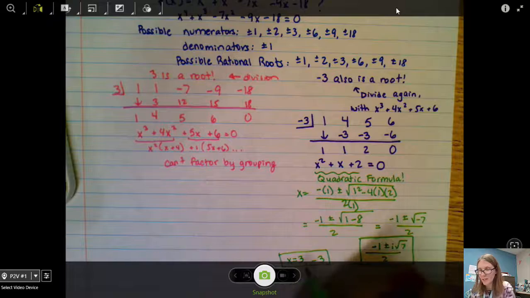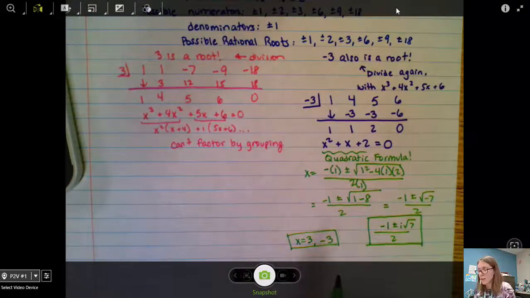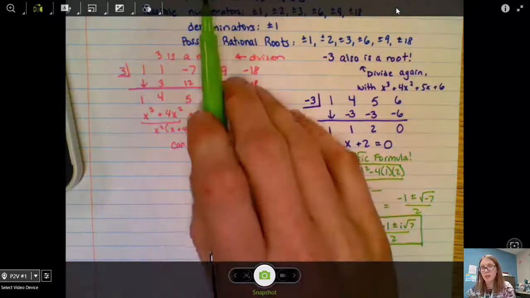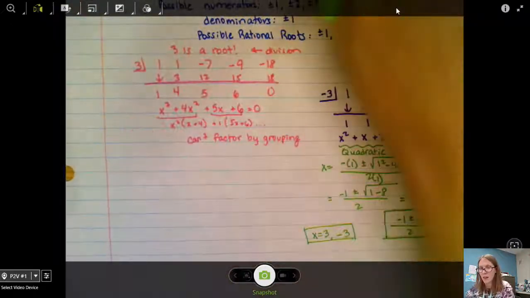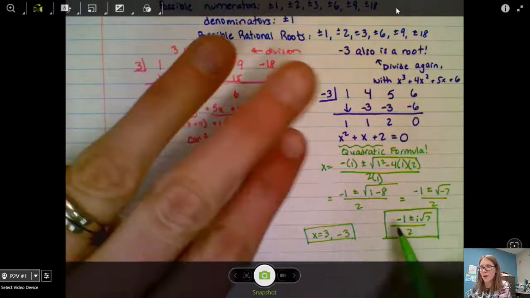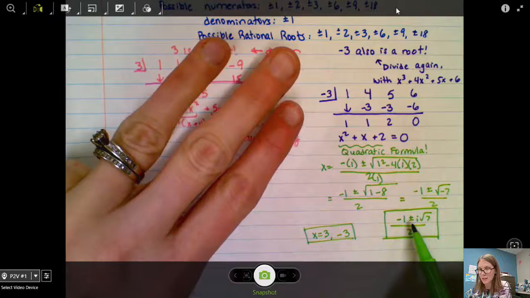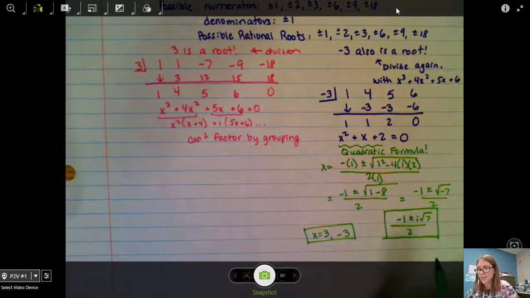So my final answer, and according to my fundamental theorem of algebra, since my original degree was 4, I should have 4 solutions. My final answer, I have the 3, the -3, plus the i square root of 7, minus the i square root of 7. That's all 4 solutions, and we are done.